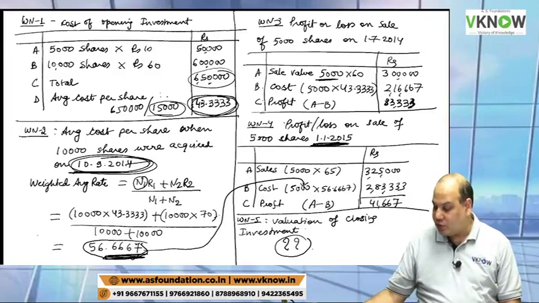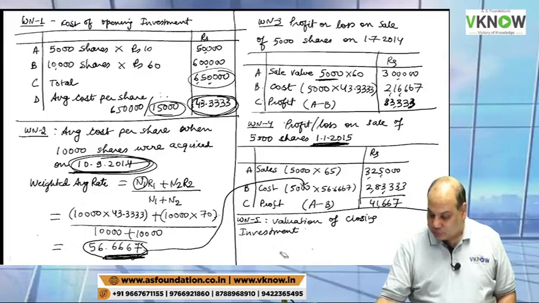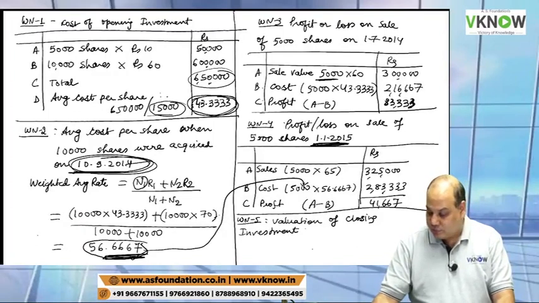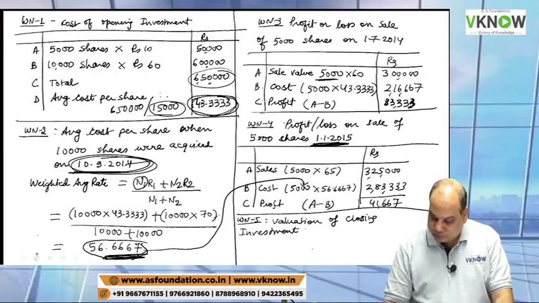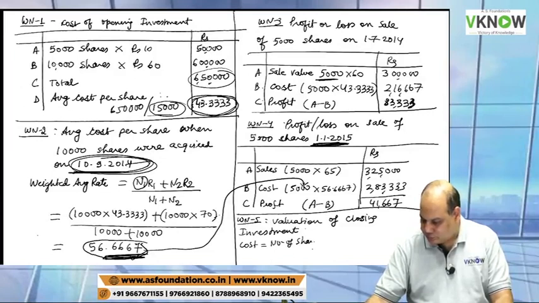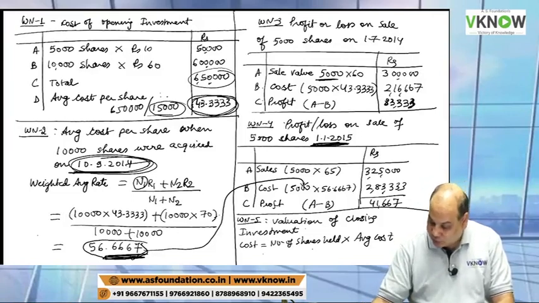Okay. So I will solve in case you want to write down. Now write down valuation of closing investment. I have got two answers, 8,50,000 and 8,25,000. Let us see which answer is right. So valuation of closing investment, I will write down, cost is equal to number of shares held into average cost.